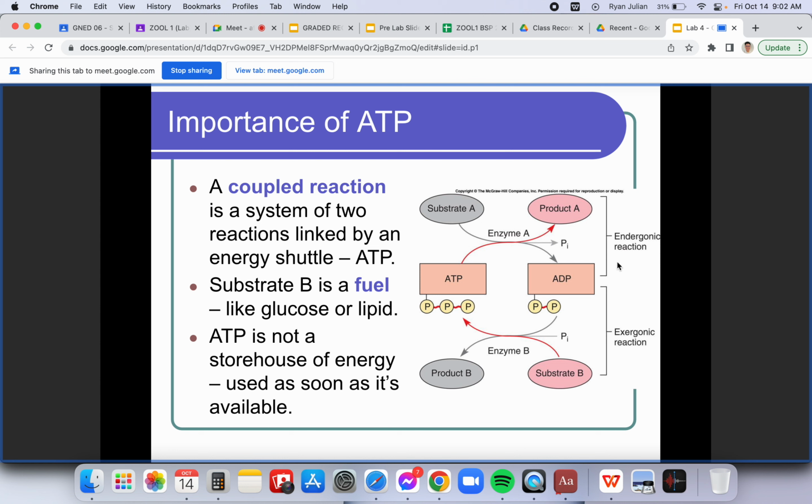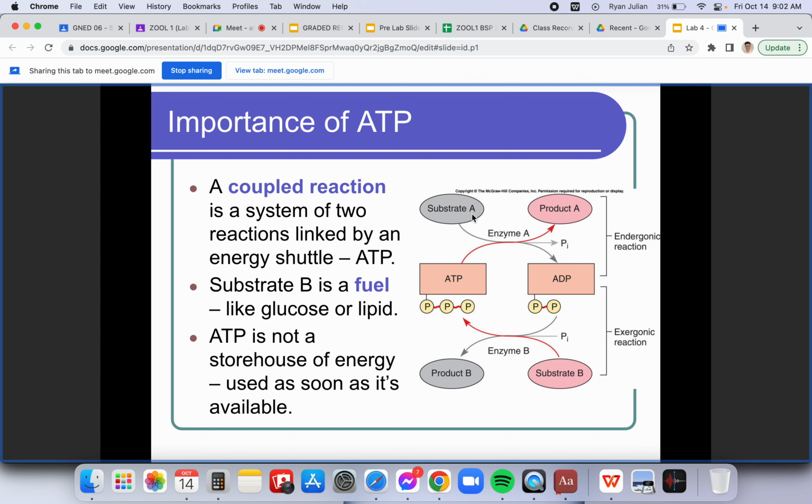The first portion exhibits endergonic reaction, and like what I've said a while ago, it requires an input of energy in the form of ATP to proceed, which is contrary to exergonic reaction, which does not require any form of energy. I would like to reiterate to everyone that the conversion of substrate A to product A will not be possible or will not occur without having access to energy.